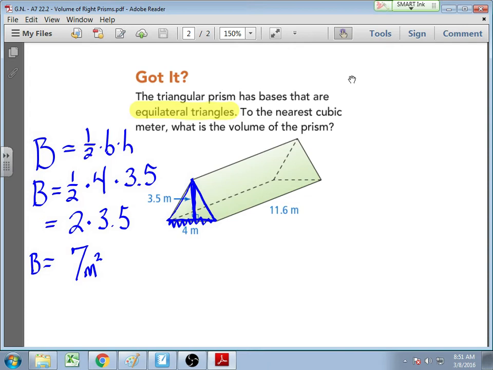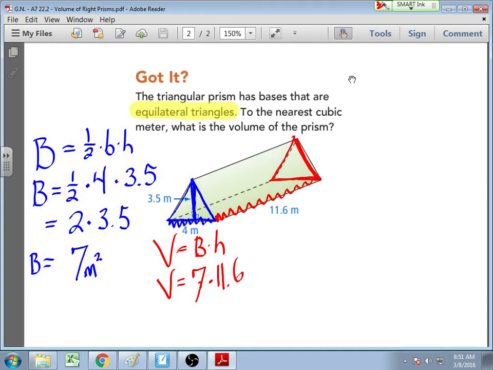Now I'm going to utilize my volume formula, which is the big B times the h. That's going to be 7 times the height, again, is distance between the bases. Here, most people start to have an issue with seeing that the 11.6 is the height, but we say height, but we're really always referencing the distance between the bases, and the bases have to be the identical shapes on both ends of your prism. So we see here it's that triangle, so my distance between them is 11.6.